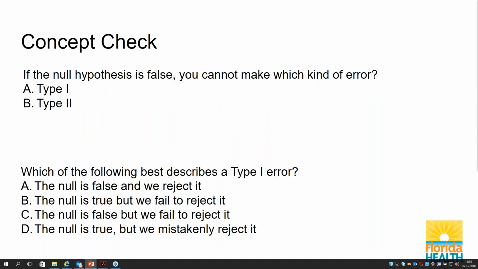So let's do a concept check. If the null hypothesis is false, you cannot make which kind of error? If the null hypothesis is false, you cannot make which kind of error, type 1 or type 2?